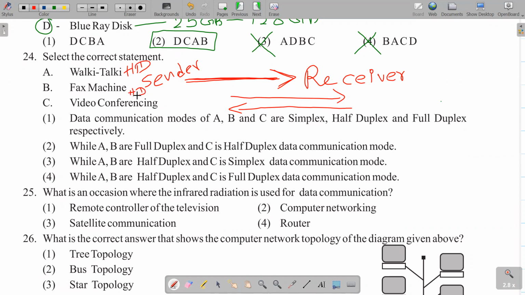And video conferencing. So we are having a video conference for the moment, right? If I turn on my webcam, you can see myself, and if you're on your webcam, I can see you at the same time. So we are communicating on both sides simultaneously. Those are called full duplex, or we can simply say duplex, right? So the answer is going to be A and B are half duplex, where C is a full duplex. So D is the correct answer.